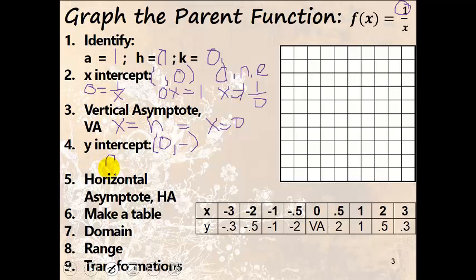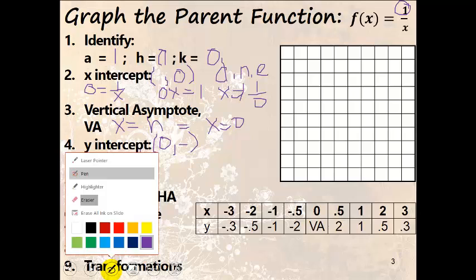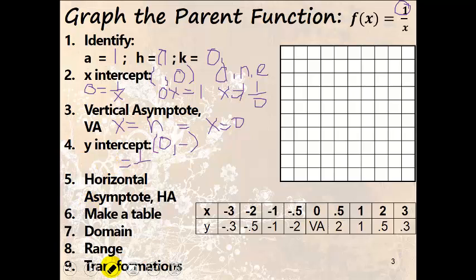If I plug in 0, y equals 1 over 0. I can't divide by 0, so this does not exist. Okay, so there is no y-intercept. I'm going to show you why in just a second. So the horizontal asymptote is always y equals k. So in this case, it's y equals 0.